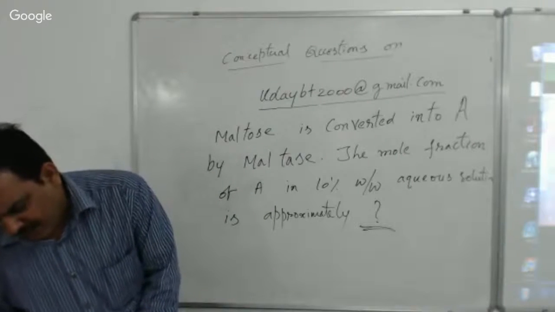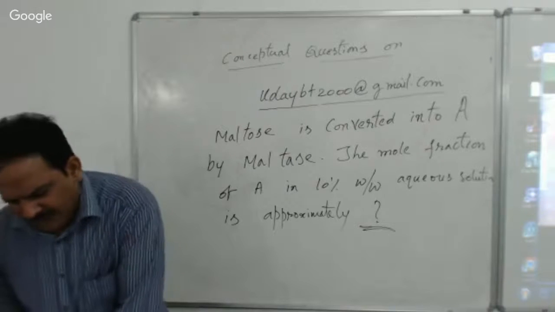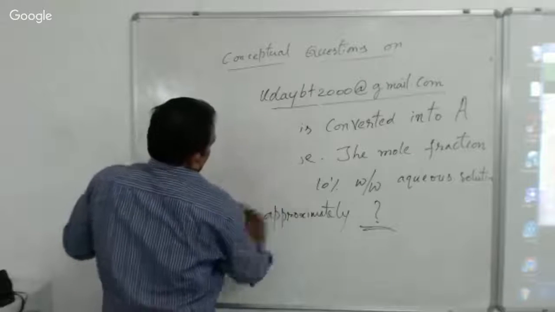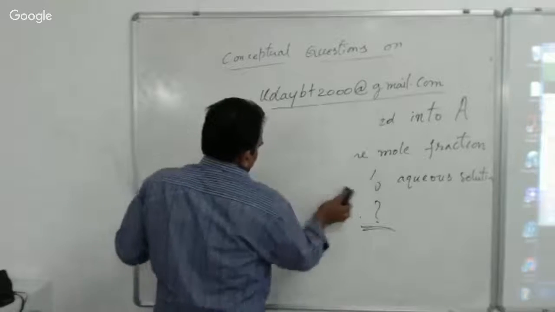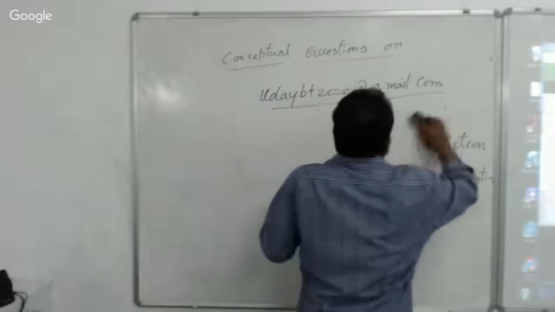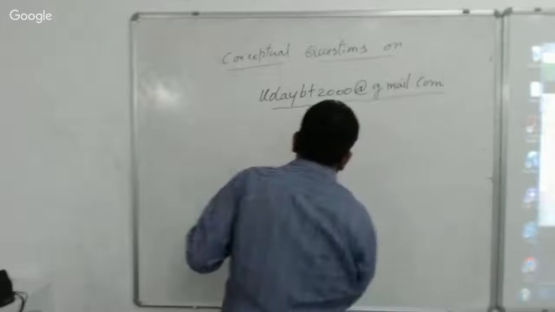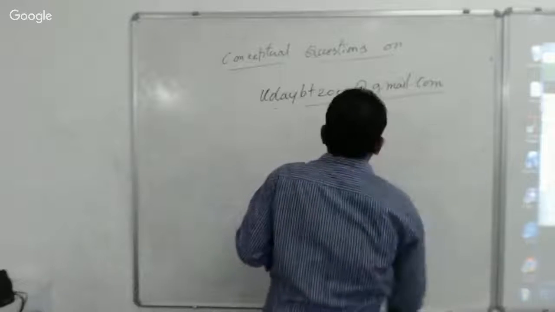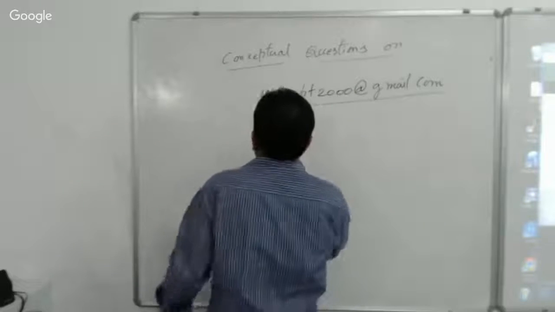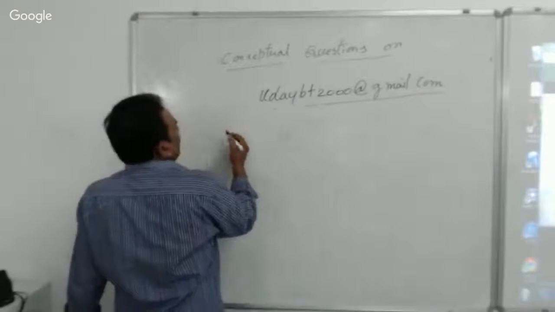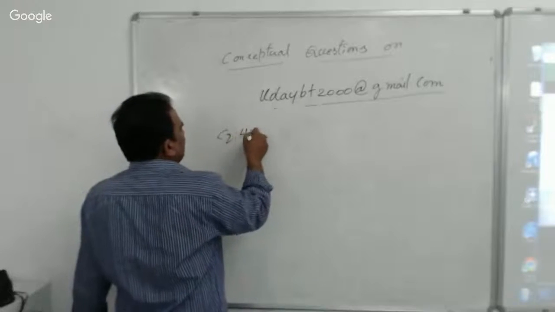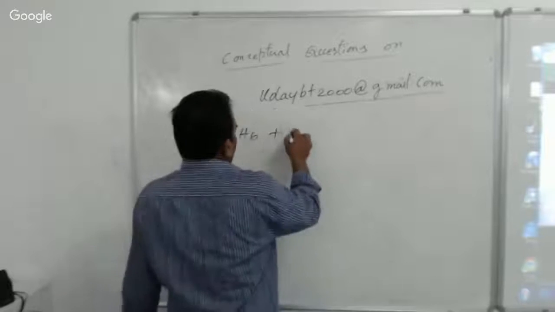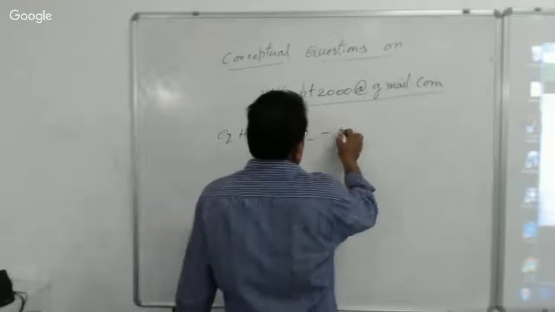Law of conservation of mass: matter can be neither created nor destroyed. It means the number of atoms of all the elements present on the right hand side, the products, must be equal to the number of atoms of all the elements present on the left hand side, the reactants. For example, take C2H6, ethane. Ethane is a gas, subjected to a combustion process with oxygen.